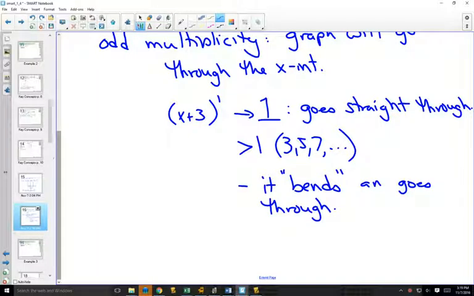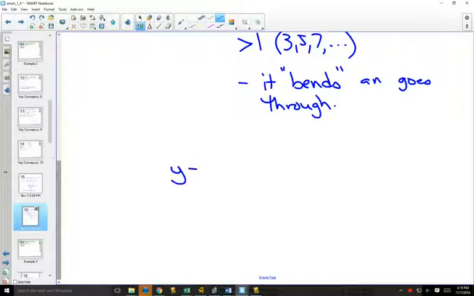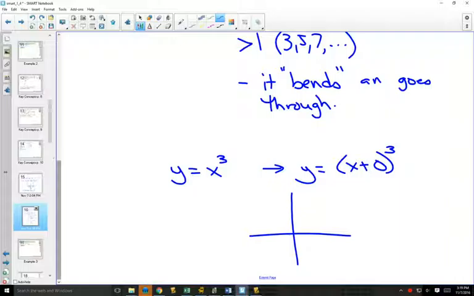And goes through. And you already have one of your parent graphs from transformations, our very first unit, had an odd multiplicity bigger than 1. If you think about your x cubed graph, you could write that as x plus 0, 3 times. You have the same factor 3 times. And what did that graph look like? Well, it had only one x-intercept right at 0. And what happened at that x-intercept? Your graph bent at that intercept.